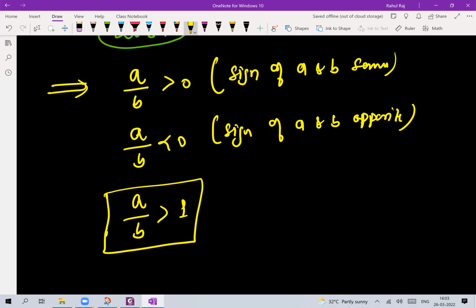First of all, a fraction is greater than 1. Simple means it's a positive number value. If a fraction is a positive value, a and b will be of the same sign for sure. But the point is that they are just not asking positive over here. It should be greater than 1.